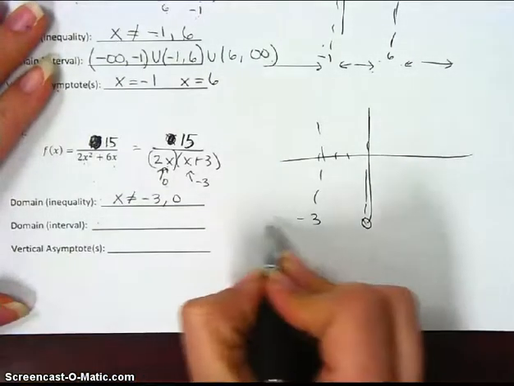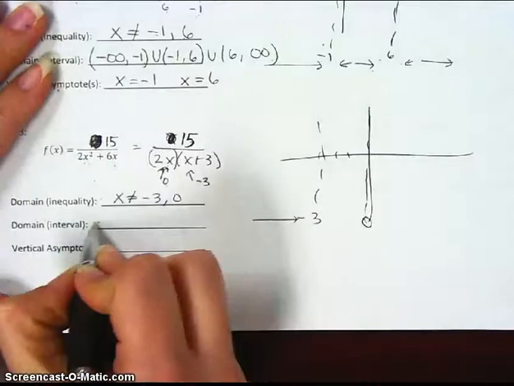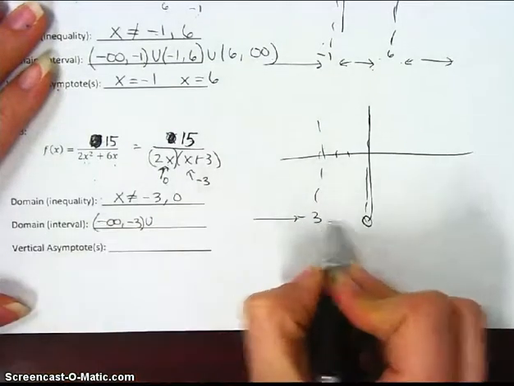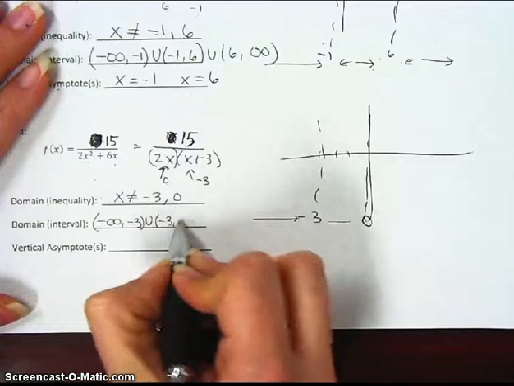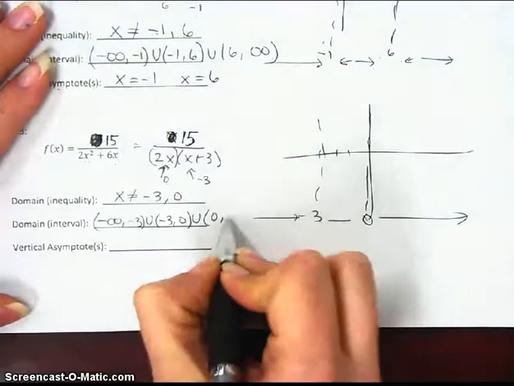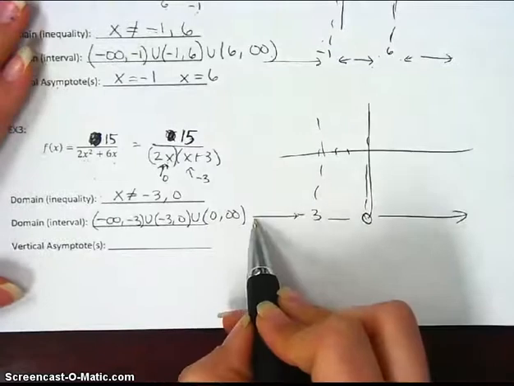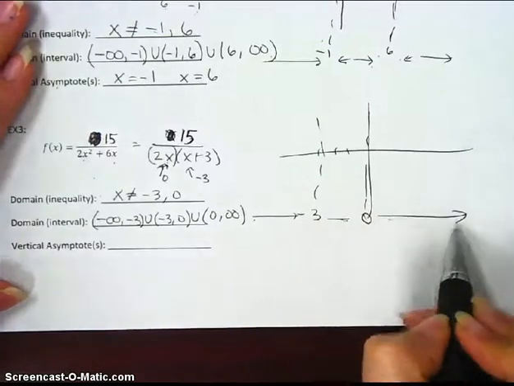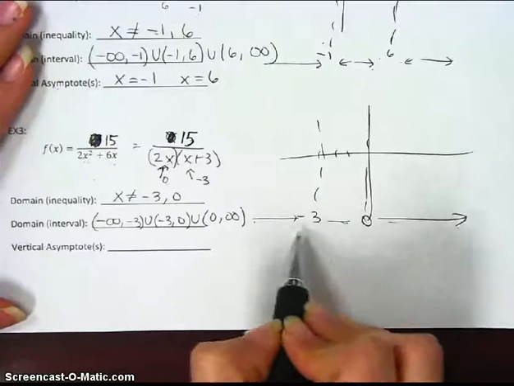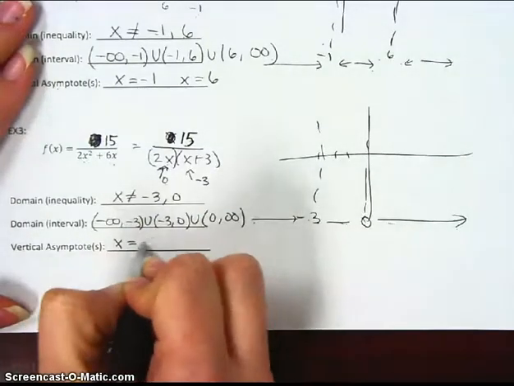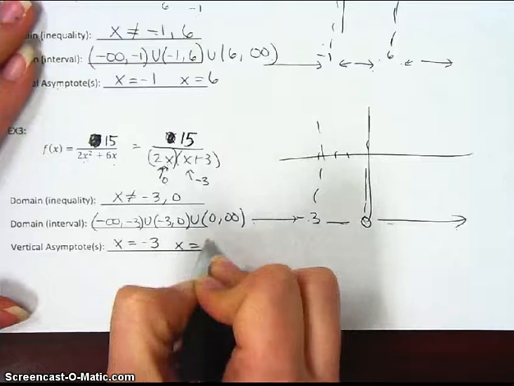Interval notation, we're going negative infinity to negative 3, union, negative 3 to 0, union, 0 to infinity. Okay, so from negative infinity to this negative 3, you go in between them, and then from 0 forward. Our vertical asymptotes are those two places that are undefined. So vertical asymptotes will be x equals negative 3 and x equals 0.